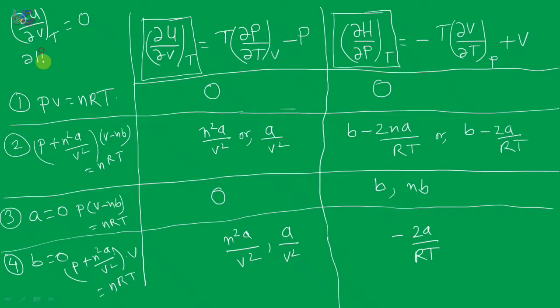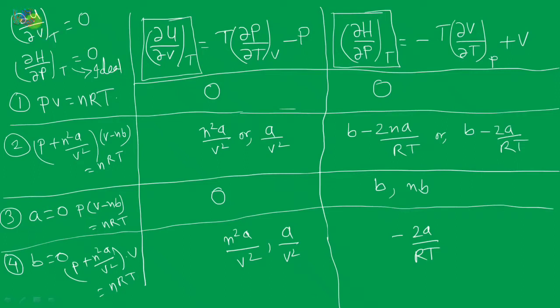But if I say del H del P at constant T is equal to 0, and you have to tell from these 4 equations whether the gas is ideal or not, then analyzing these 4 results, what you observe is that del H del P at constant T is 0 for the ideal gas equation PV equal to nRT. For all other gases, del H del P at constant T is not equal to 0. That means when I say del H del P at constant T is 0, we can say by analyzing these 4 results that this gas is an ideal gas.